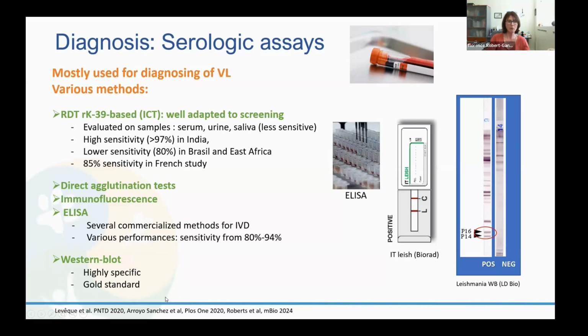And the gold standard is a Western blot assay, which is highly specific and also highly sensitive. It has the advantage of confirming positive ELISA, because you can also have false positive ELISA. And this Western blot is able to confirm that the antibodies detected by ELISA are specific, if you can observe either a band here at P40 or P60.